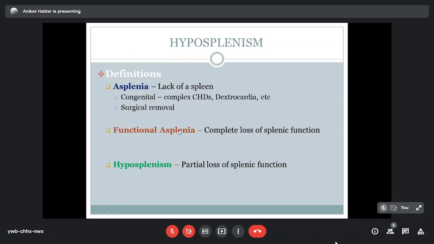can be seen in sickle cell diseases, sickle cell anemia mainly, in which there are repeated infarctions, and infarctions cause atrophy of the spleen, and there can be presence of spleen, but there will be complete loss of splenic function. And hyposplenism means a partial loss of splenic function, in which the underlying diseases cause decreased function of the spleen. So this is functional hyposplenism.